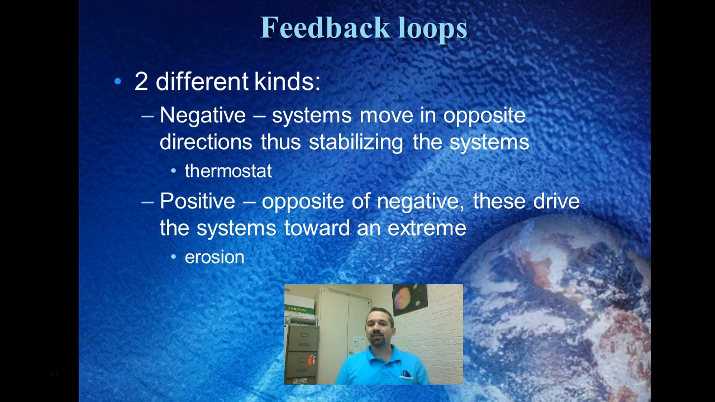A positive feedback loop is of course the opposite of negative, but these drive the systems toward an extreme. Erosion is my example here. In erosion, you start off with a little bit, and then it just continues to cycle more and more, and the more erosion happens the worse it gets, and they just compound. A snowball would be a really good example of a positive loop, because we use the word snowballing out of control. That's a positive feedback loop.